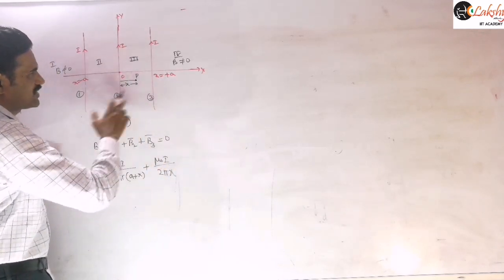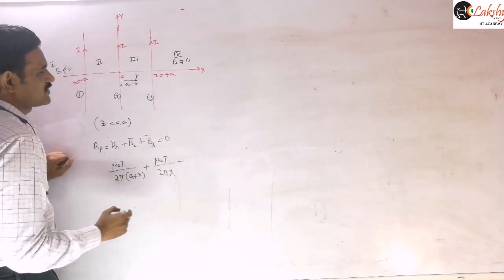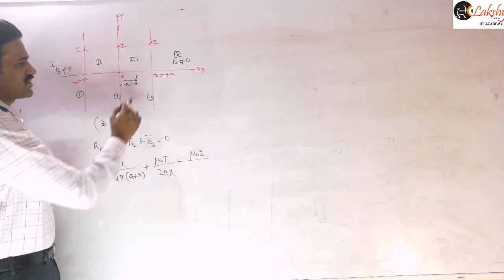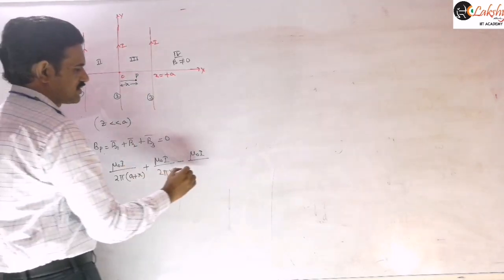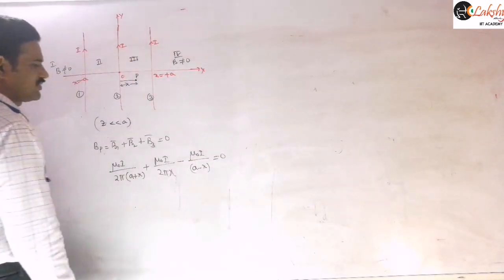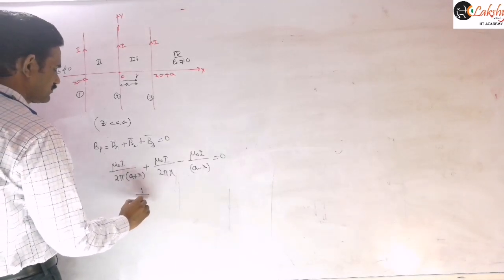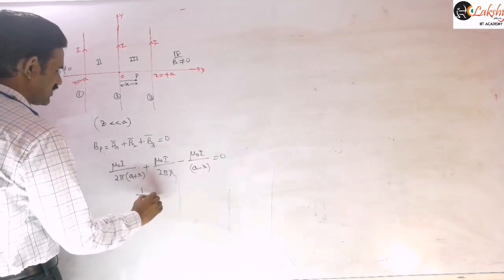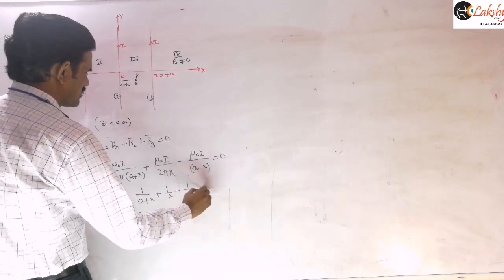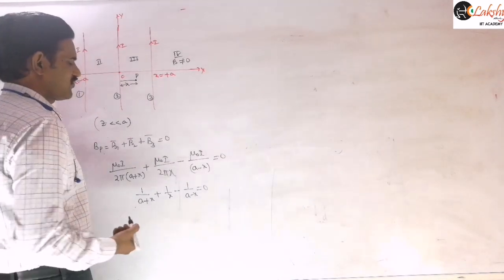For this wire it is X only, so both are in the same direction, that we are taking as positive, and minus, so this will be mu naught I by 2 pi, and this distance will be A minus X, you can write here. So A minus X is equal to 0. Is it clear? Now we can simplify this. This value will be 1 by A plus X plus 1 by X minus 1 by A minus X is equal to 0.